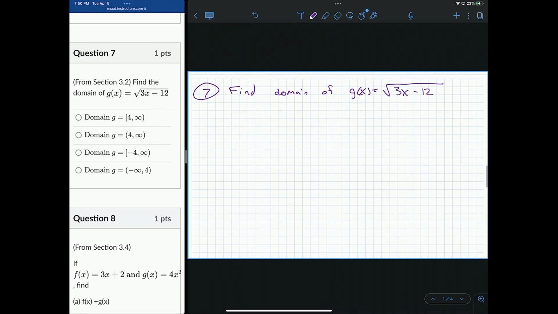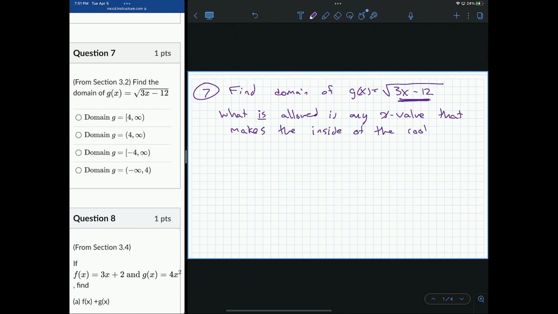All right, so in a square root, what we know is that whatever goes inside the square root needs to be greater than or equal to 0 because you're not allowed to square root a negative. So we know what is allowed is any x value that makes the inside of the root non-negative, is how I'll say that, right? 0 is okay, but you can't have a negative.